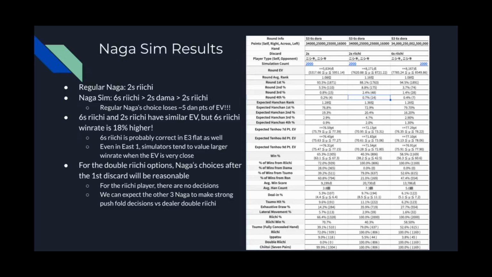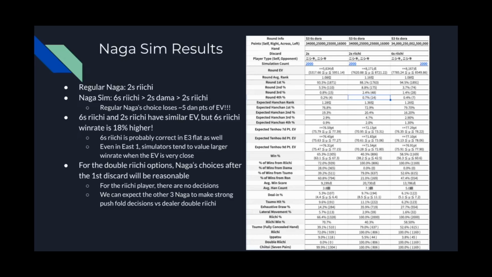In the simulation, 2S Riichi has a win rate of 40%. 6S Riichi has a win rate of 58.5%, so there's an 18% win rate difference. And since we were in a big lead in South 3, the simulation says we should take 6S Riichi by a lot.